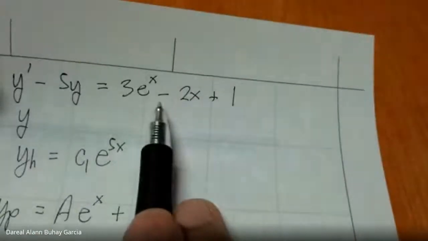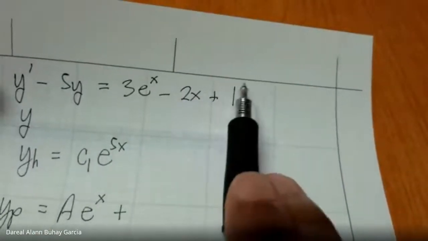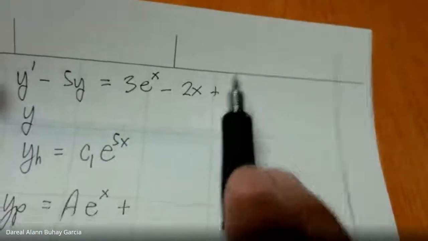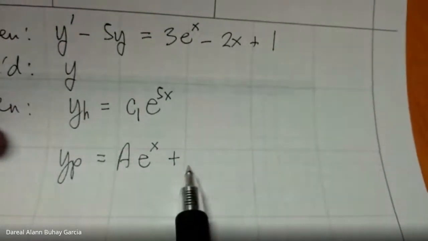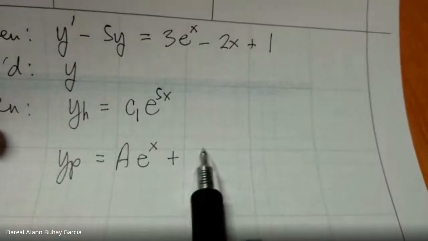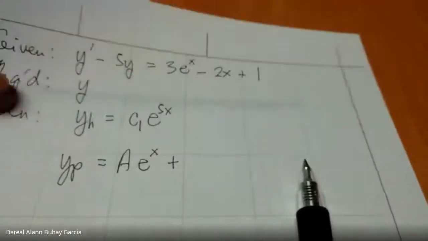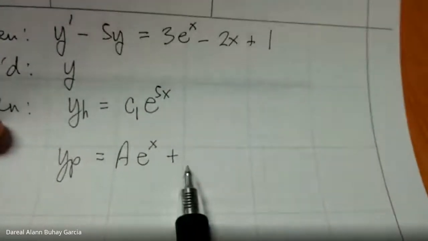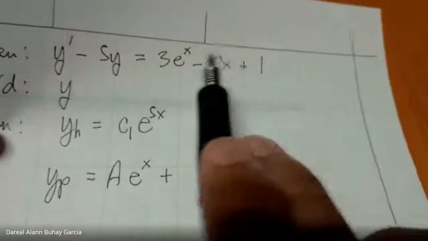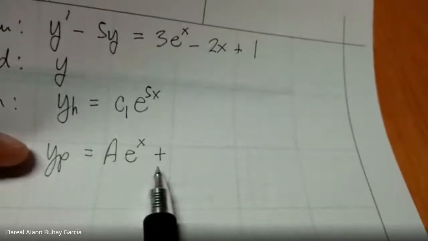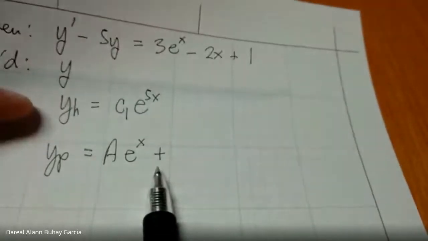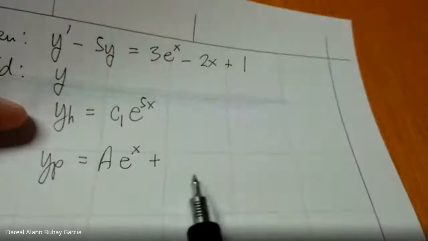Next, plus. Even though it is minus 2x plus 1, since it is a polynomial, it doesn't matter whether the constants later turn out positive or negative. It will become apparent later whether they are negative or positive. Since it is a sum and difference, our assumed solution can be a sum of our assumed solution for the polynomial.